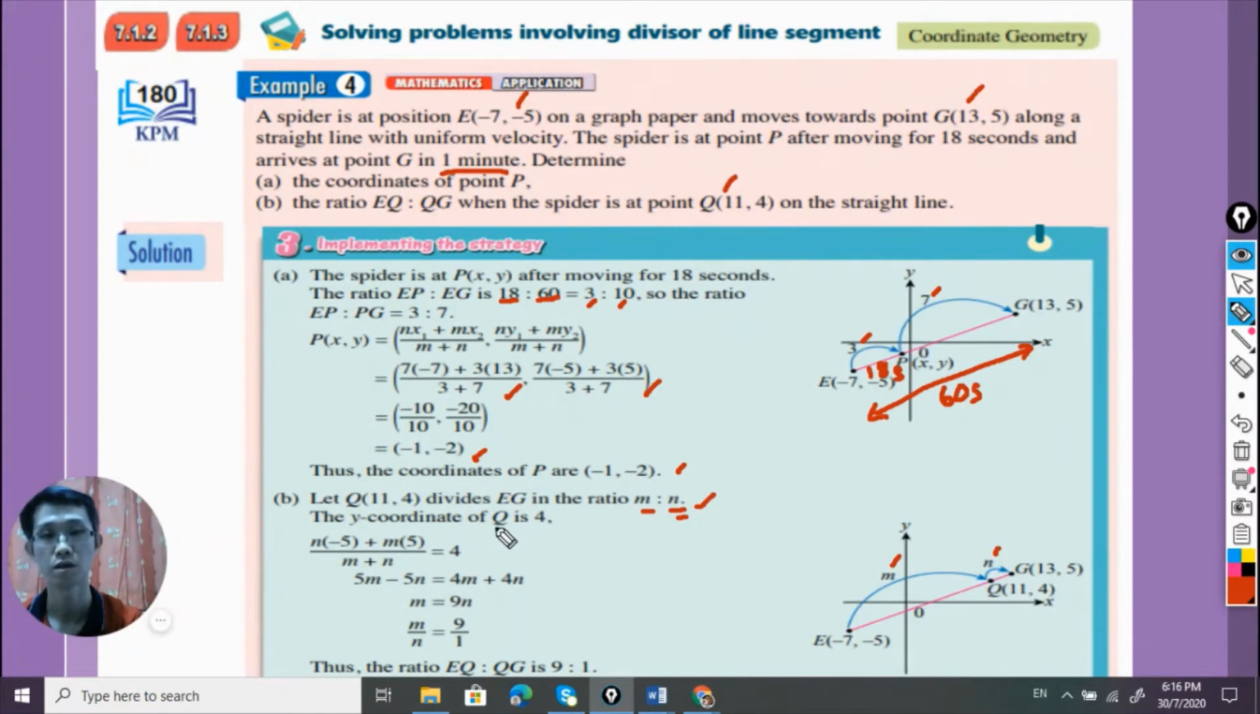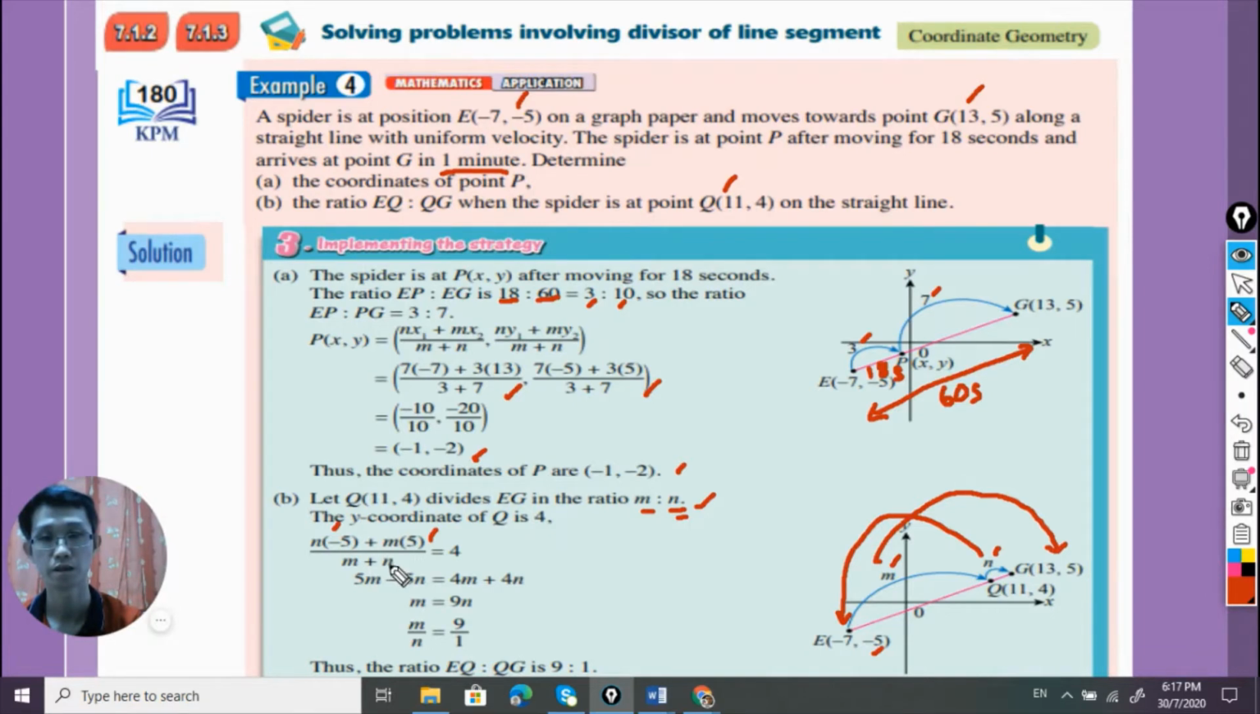The coordinate y of Q is 4. You can take either the coordinate x or the coordinate y. In this example, we apply the coordinate y of Q, which is 4, to get the ratio m to n. So 4 is equal to n multiplied with the coordinate y, which is -5, and then m multiplied with the opposite coordinate y, 5, so m times 5, over the total m plus n.